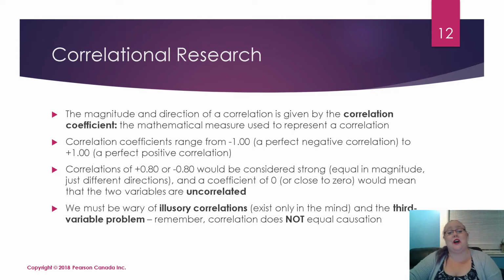And then if you saw a coefficient of 0 or close to 0, that would mean that the two variables are uncorrelated. The closer it gets to 0, the closer it basically gets to 0% related. There's not really much relationship there. So on that graph that we just looked at, the bottom one where it's the straight line across, those would be pretty much a correlation coefficient of 0 or very close to it.